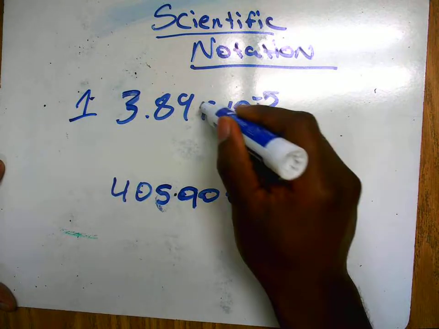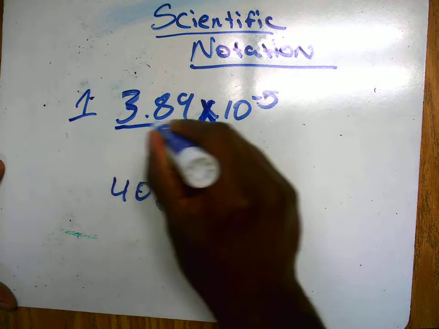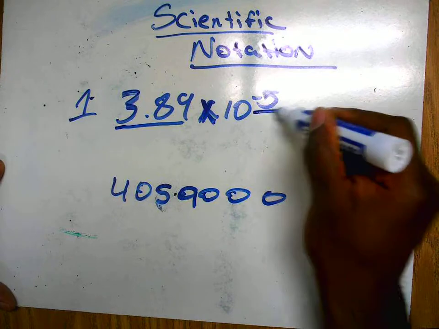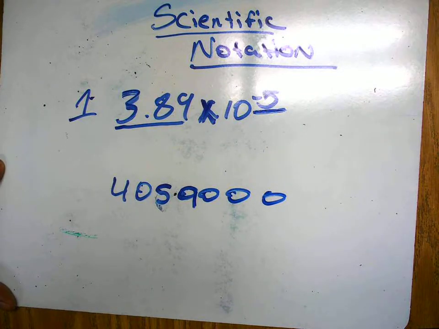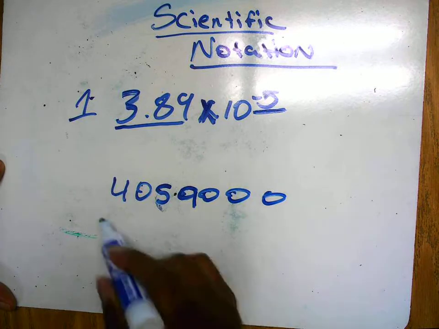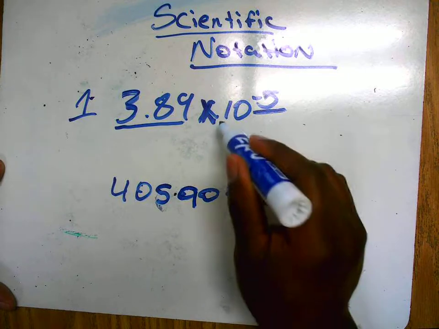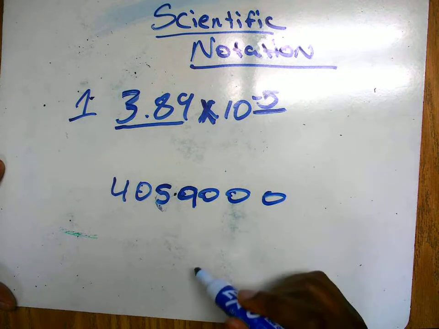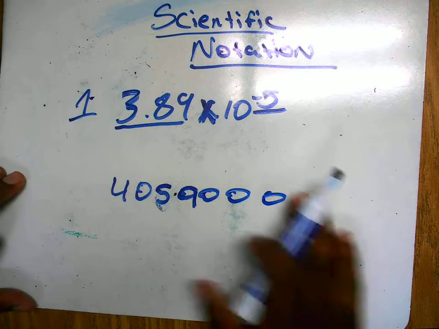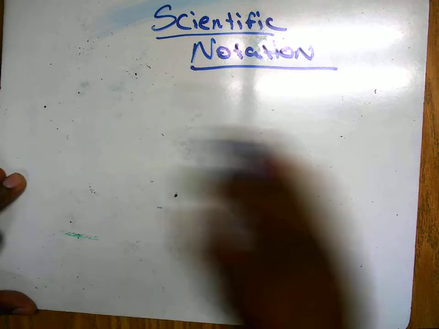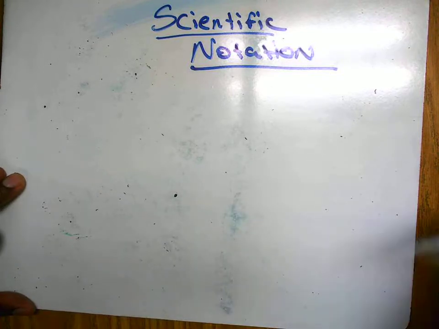It includes multiplication. So it's going to be your base number multiplied by 10 to a power. The power will change every time we have a different number. Then we just have standard form, the way the number can be written out without the 10 to a power. So our first way is to convert from scientific notation to a standard number.